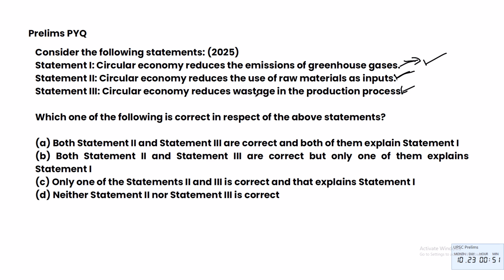See, when wastage is reduced and there is no need for decomposing and stuff like that, and the use of raw materials is reduced for producing new products, eventually it reduces the emission of greenhouse gases. So option A is correct. Both statements 2 and 3 are correct and both of them explain statement 1. So this is the correct answer. So hope you guys understood the PYQ.